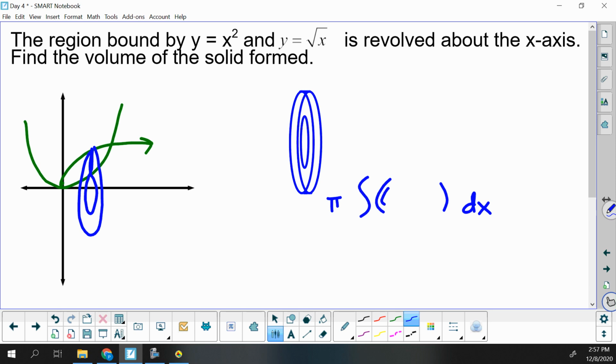So the function that we want for the outer radius is the one that is further away from what we're rotating around. So the one that's further away in this case is the square root of x. So we'll have square root of x squared minus x squared squared. And they were intersecting when x is equal to 0 and x is equal to 1.